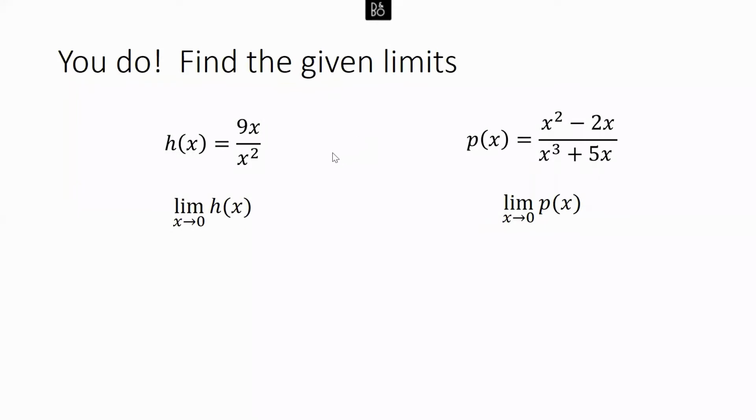These two problems here are both rational functions. Also, if you plug them in, you'd notice they were both of the indeterminate form. If you plugged in x equals 0, we get an indeterminate form for h. If you plug in x equals 0, you get an indeterminate form for p. So let's deal with these one at a time.